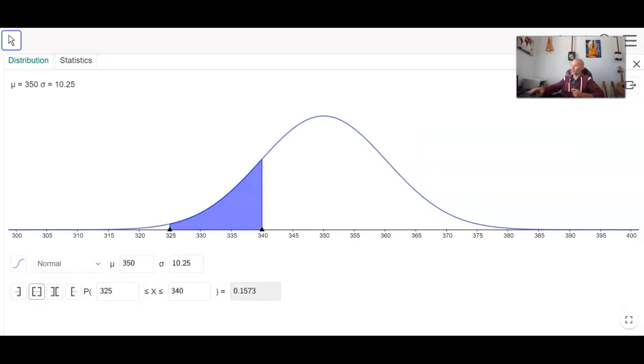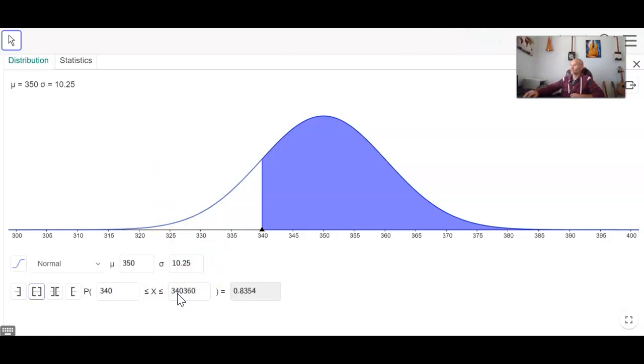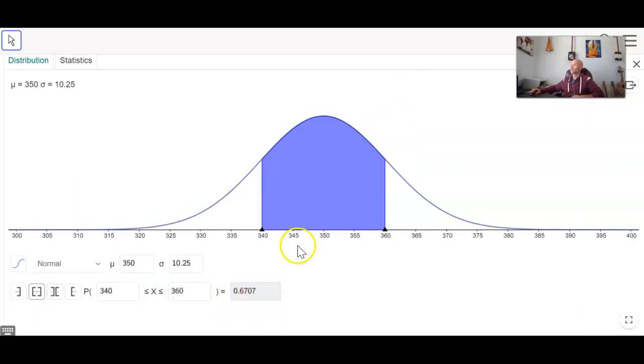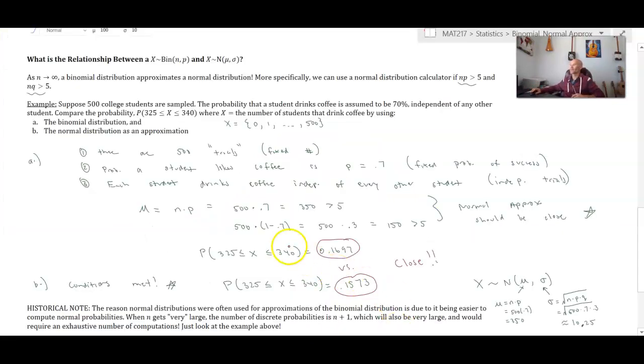Let's try some different values here and see if we still get similar results. Let's say the probability between 340 and 360 students. What would that probability be? Well, on the normal distribution, we would get 0.6707. Let's see what it would actually be, because this is a binomial random variable. It's not continuous. We get 0.6945 as the exact value. 0.6707 is the approximation with the normal distribution. So again, we approximate it to reasonable accuracy.